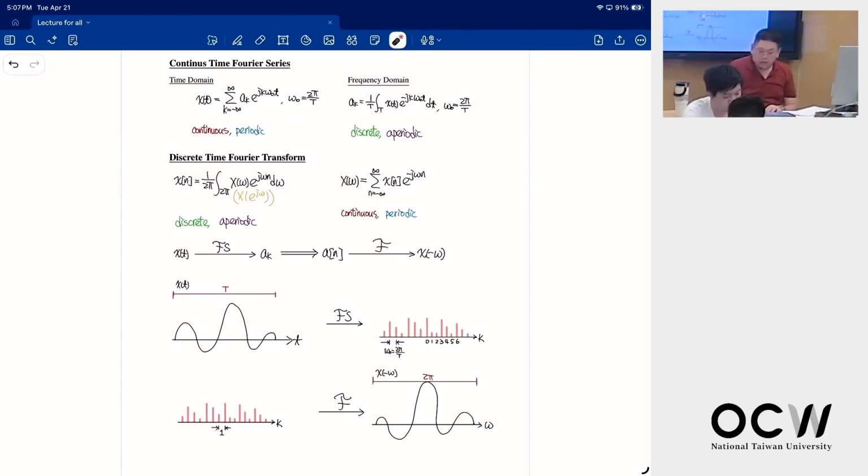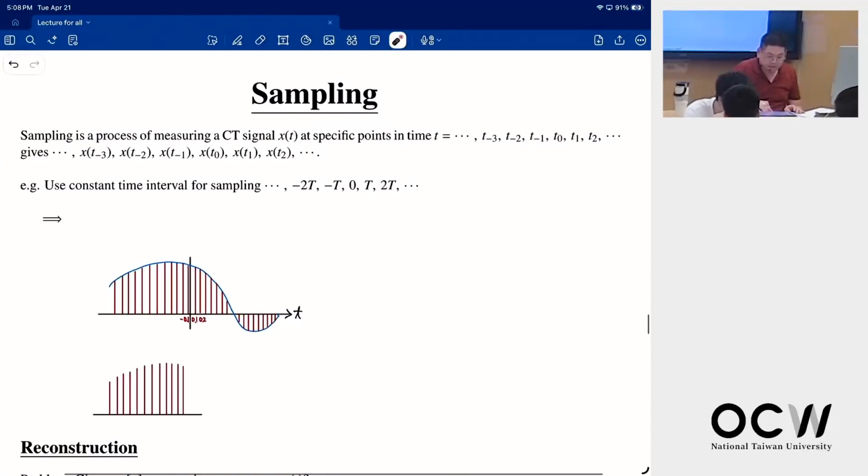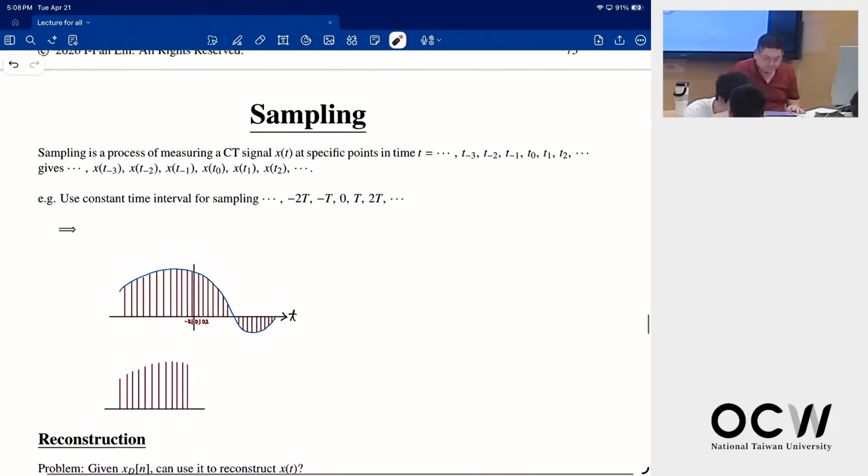All right. Now, let's talk about the fun topic and also the key concept in this course. It's called sampling. What is sampling? Sampling is just a process. What kind of process? The process of measuring the continuous time signal at specific points in time, like t naught, t1, t2, t minus 1, t minus 2, and so on.